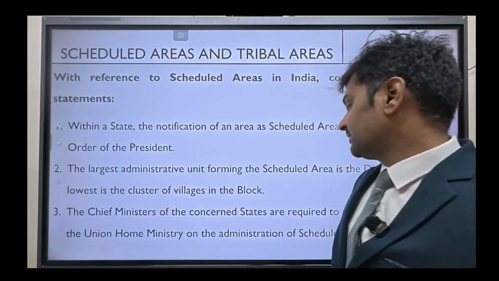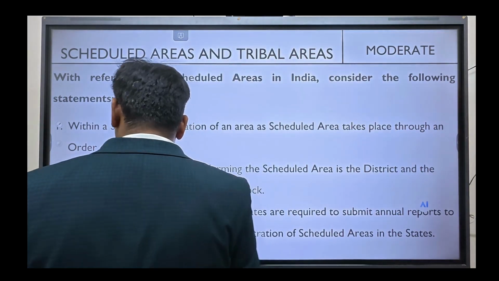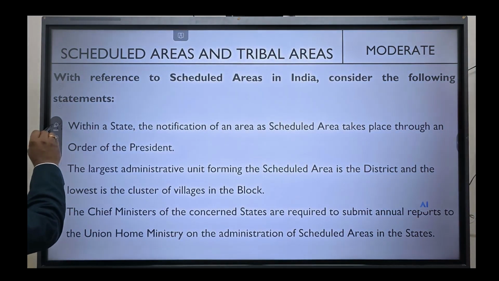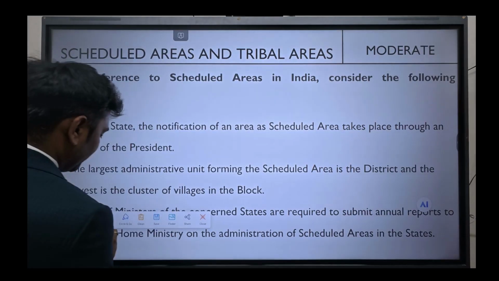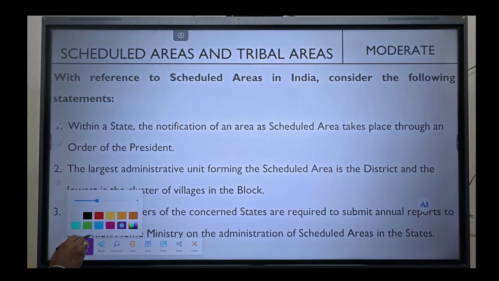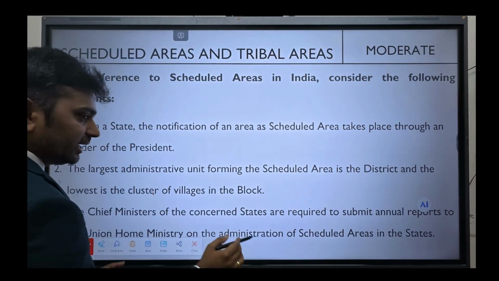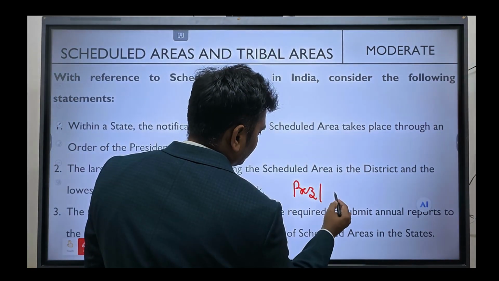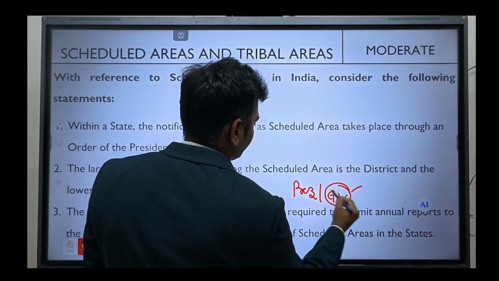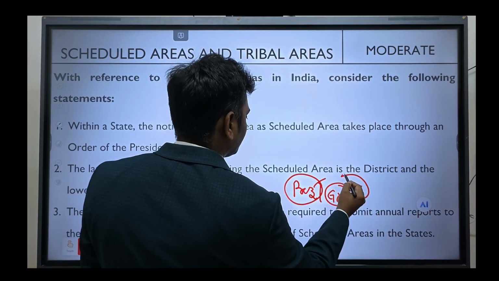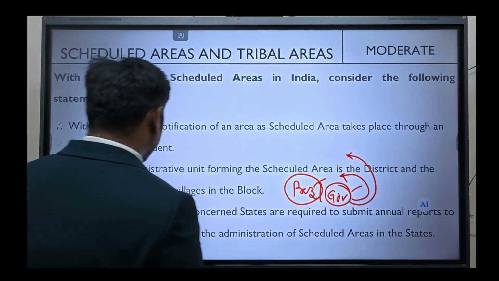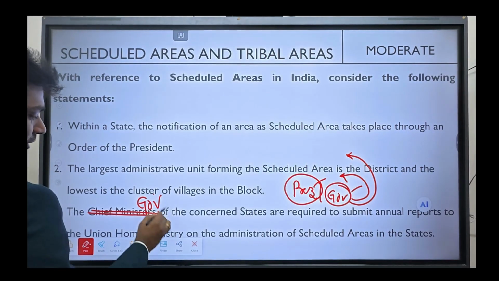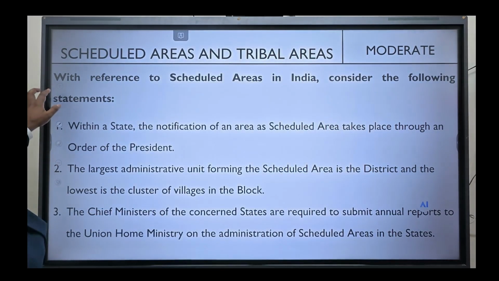The Chief Minister of the concerned states are required to submit annual reports to the Union Home Ministry on the administration of scheduled areas and tribal areas. So we'll come to this point first. Let us look at this Chief Minister provision. Whose duty is it to submit an annual report? It is the duty of the governor, not the President, to do it. So the third statement is simply wrong.